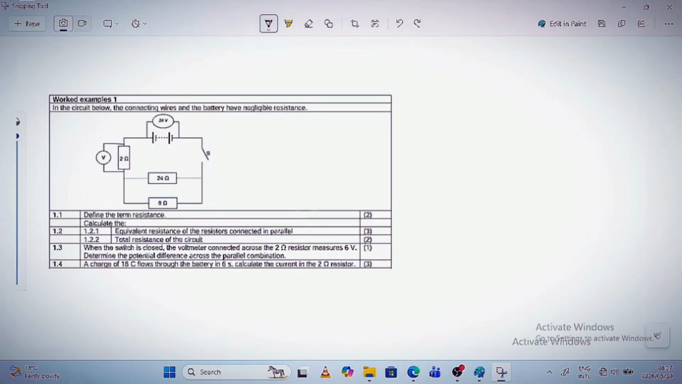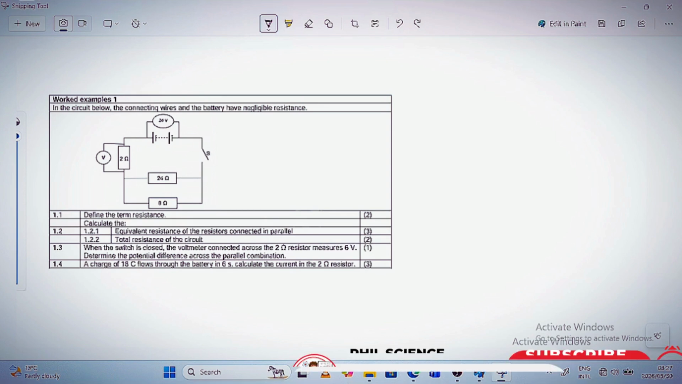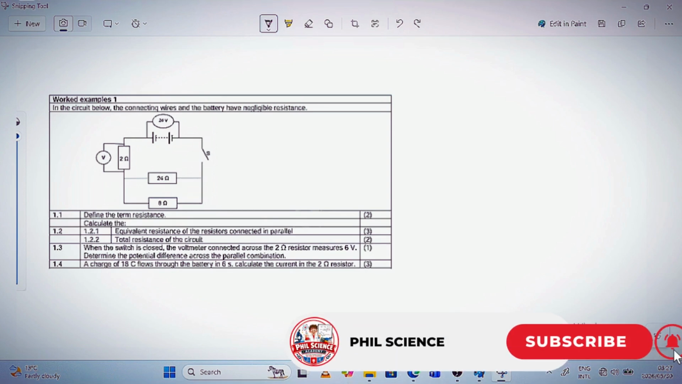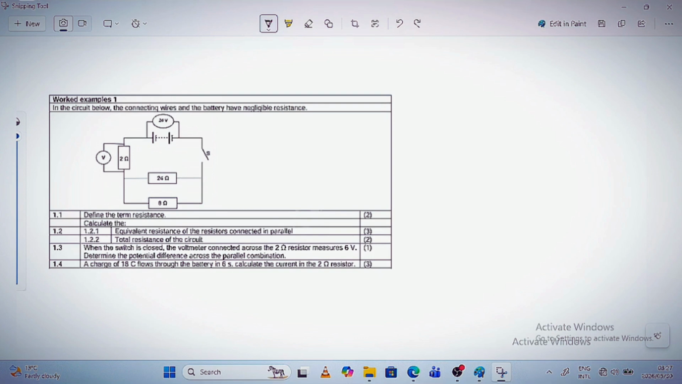In this worked example, we're given a circuit below, and the connecting wires and the battery have negligible resistance, meaning the internal resistance of the battery is negligible. Now the first question says we have to define the term resistance. So what is resistance? I would like us to start here.